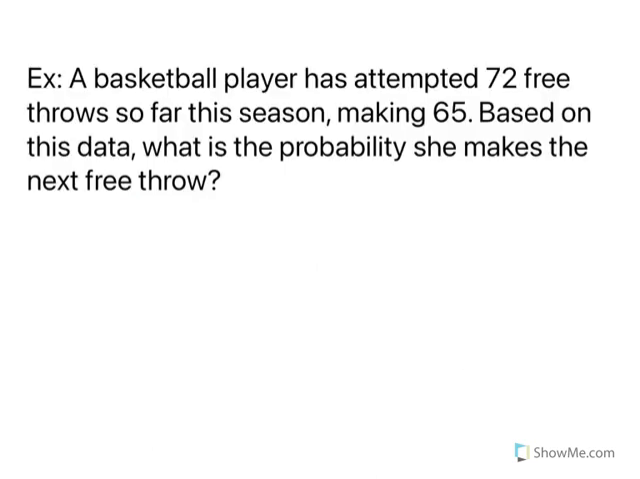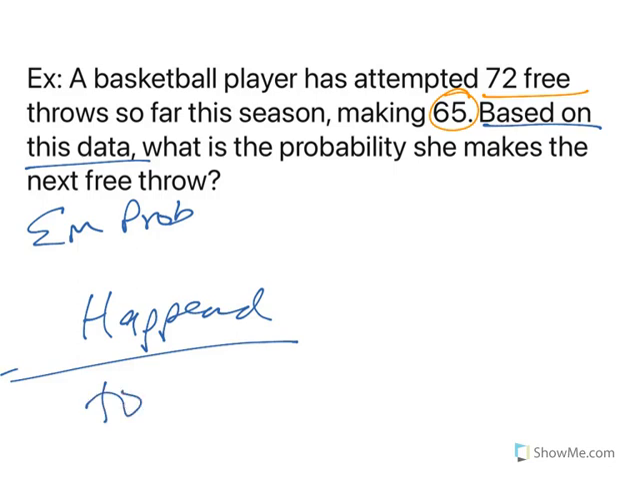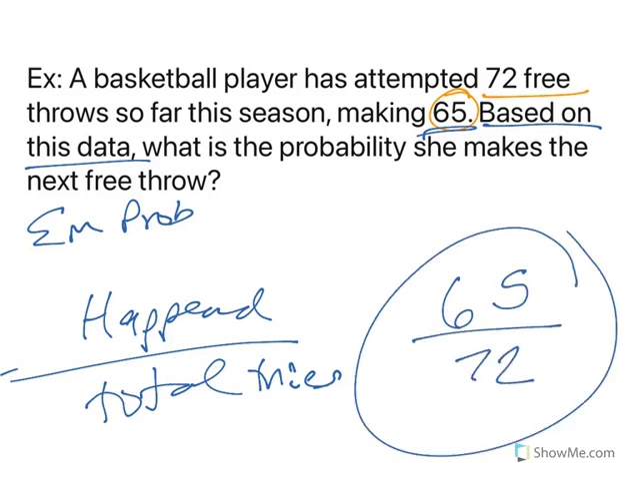But then players play, right? So a basketball player has attempted 72 free throws so far this season, making 65 of them. Based on this data, what is the probability she makes the next free throw? Well, with empirical, so we're based on this data, so this is empirical probability, we want what has happened over our total tries. Okay, well, what has happened? She's made 65 out of 72. That is a very different probability than 1/2, right? So that's the difference between theoretical and empirical.